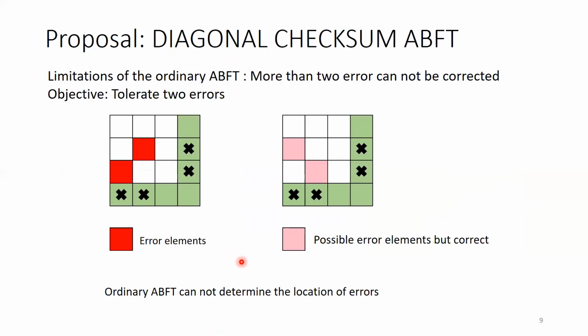For example, there are two errors in a matrix. In these figures, the red blocks indicate error elements. The pink blocks indicate possible error elements that are actually correct. We cannot determine whether the errors are in the red blocks or the pink blocks. The errors can be detected but cannot be corrected. So we proposed a new algorithm-based fault tolerance scheme named the diagonal checksum ABFT to detect and correct two errors.